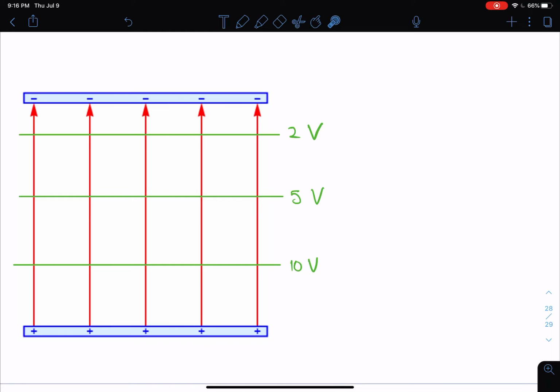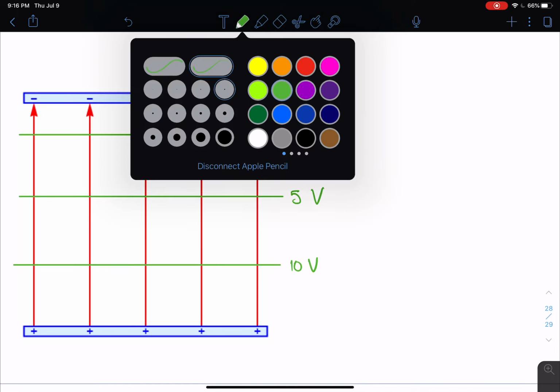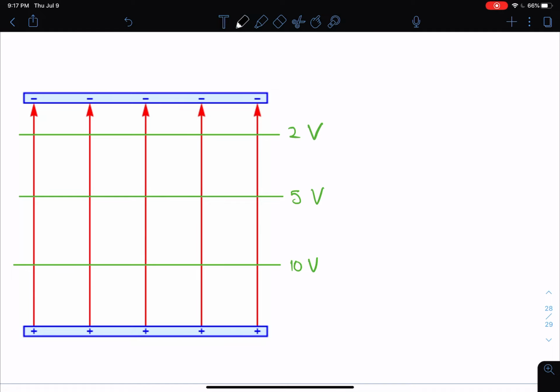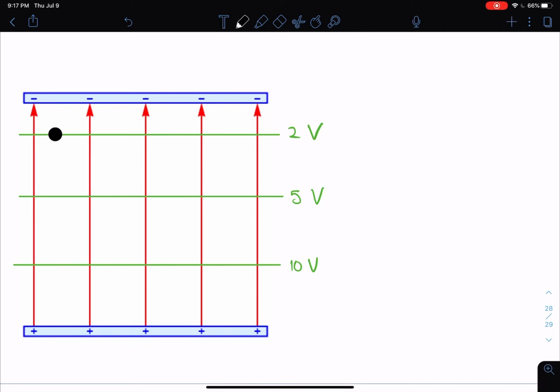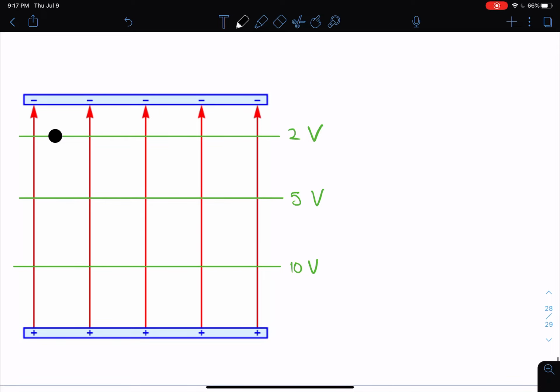So let's say I've got a charge. Let me just go ahead and quickly draw one here. So there's my charge. And let's say I move the charge along this 2-volt equipotential line. Doesn't matter which way I go, but to keep it straightforward, we'll say I'm moving it to the right. As I'm moving it to the right, I'm interested in knowing how much work the electrostatic force is doing on it. So the formula for work, we know what that is.